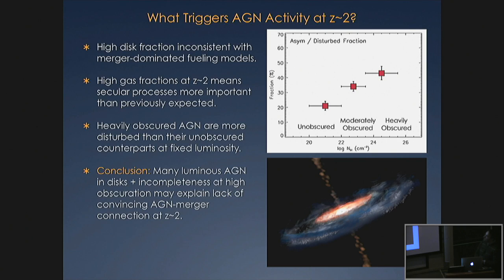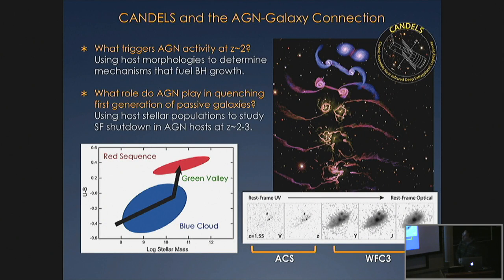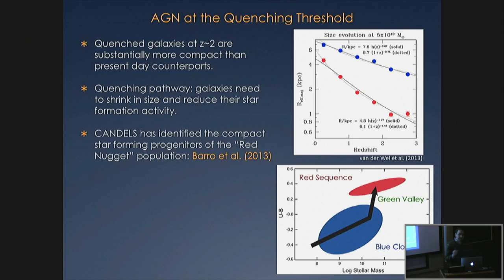With the last 5 minutes that I have, let me touch on this second question. What role do AGN play in quenching massive galaxies at redshift 2? Well, let me start with a little bit of background. One of the things that's really remarkable about passive galaxies at these high redshifts is that they're much more compact than their present-day counterparts. In fact, all galaxies tend to be more compact at higher redshifts.